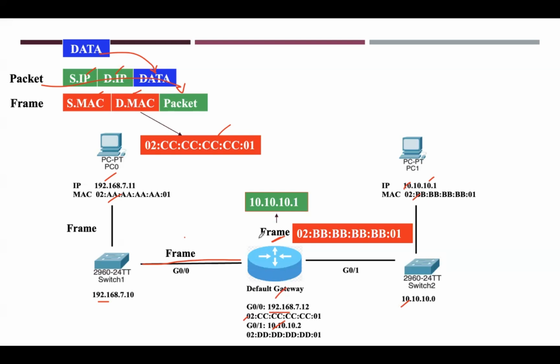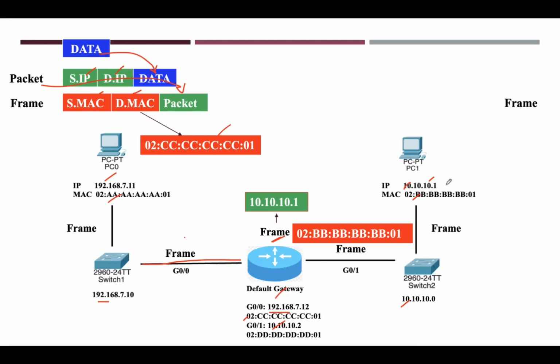So what it will do is place this packet inside the frame back again, and then change the MAC address to PC1's MAC address. And then it will forward this frame to switch 2. Switch 2 checks the destination MAC address and finds that this MAC address is PC1's MAC address. So it will just forward this frame to PC1.